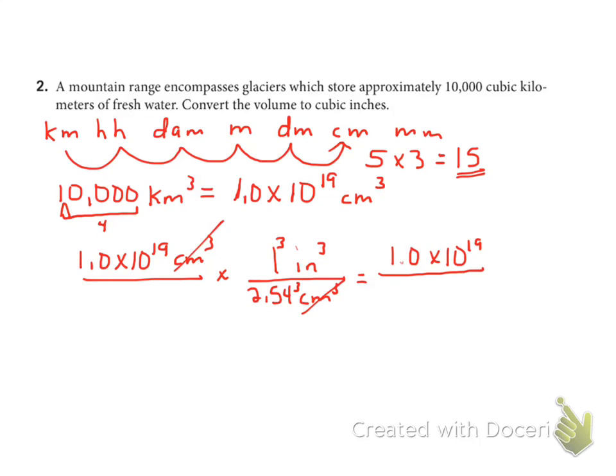I think it's 16 point something, is that right? 16.387064? And this would be cubic inches. Well, this is going to be easier to work out if both numbers are in scientific notation. So again, we need the decimal point between the 1 and the 6 to be in scientific notation.